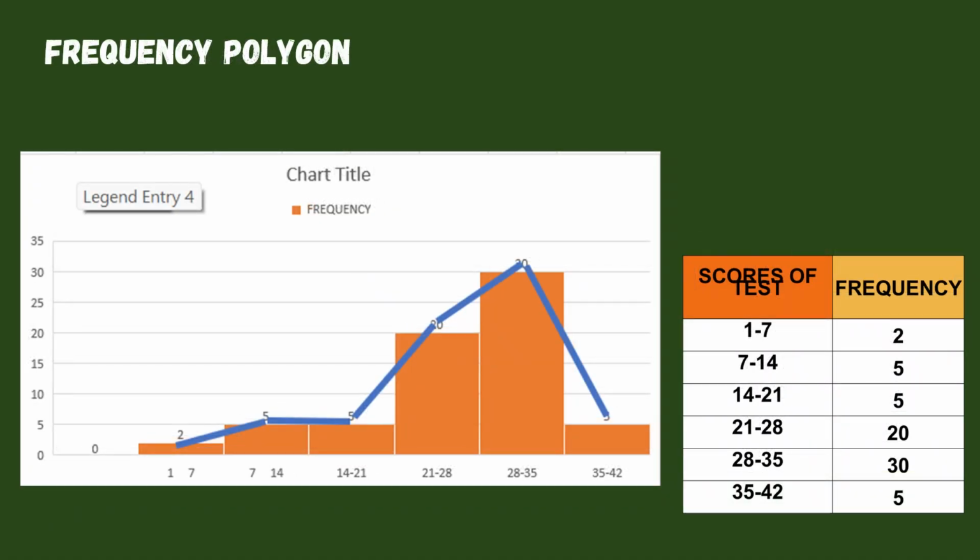Next is the frequency polygon, where you plot such a histogram and then connect the mid values to make a frequency polygon graph.